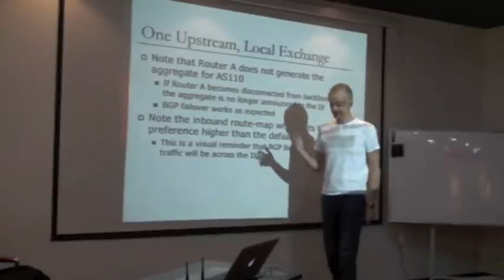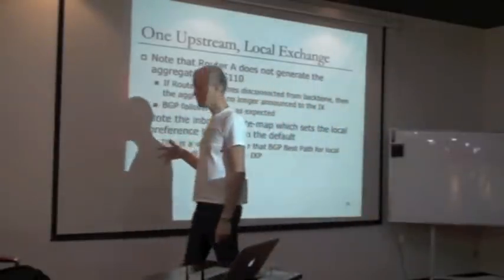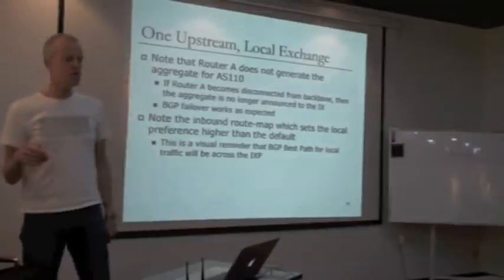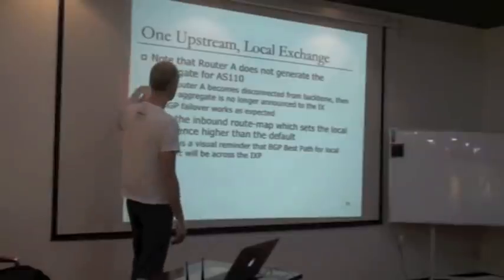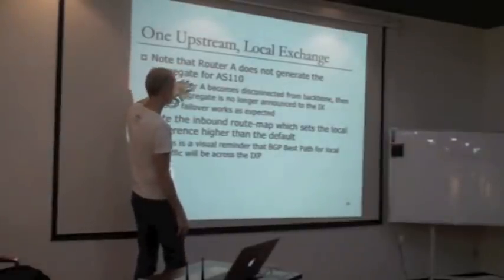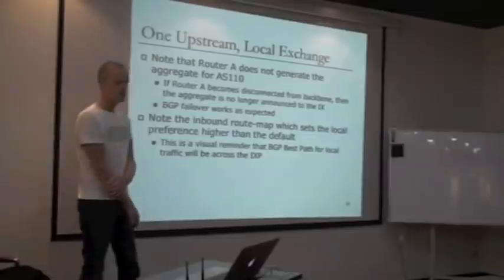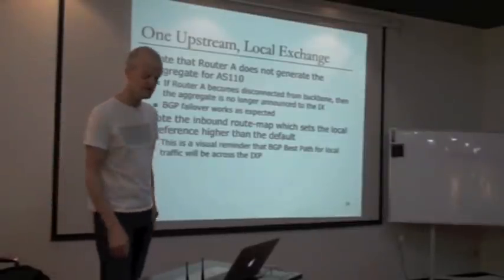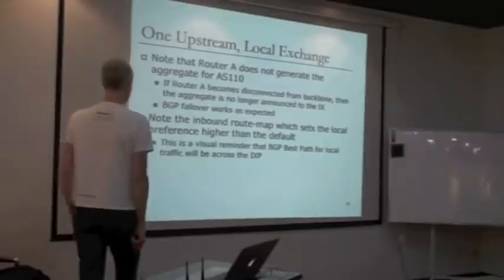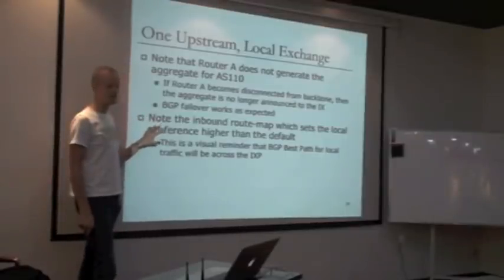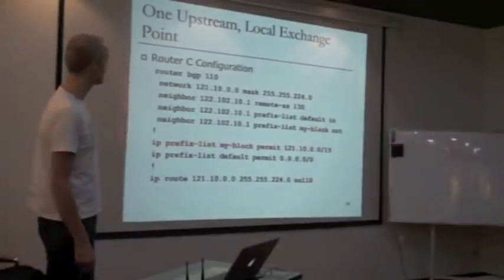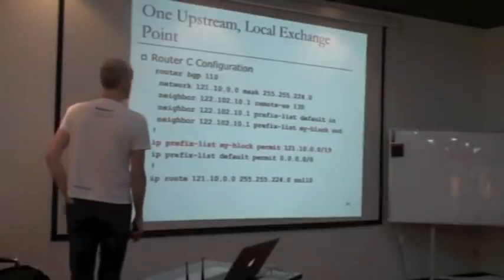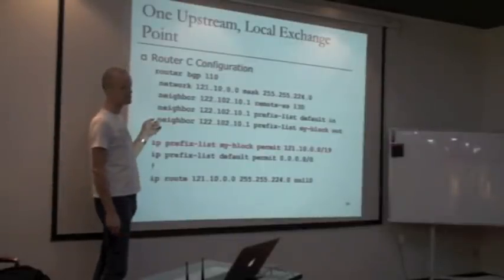If you have routers that are not inside your local data centers, they're somewhere else, connected by a single link like that, don't generate the aggregate, because if it becomes disconnected from the backbone, you end up cutting yourself off from a lot of the network. And I already talked about the route map and what it is doing. So the router C configuration going to the upstream provider, that's the same as before. Exactly the same. Default in, address block out.